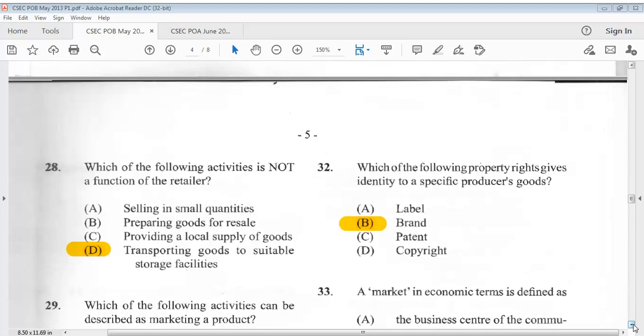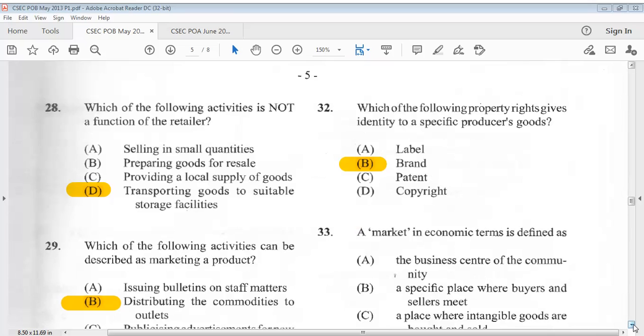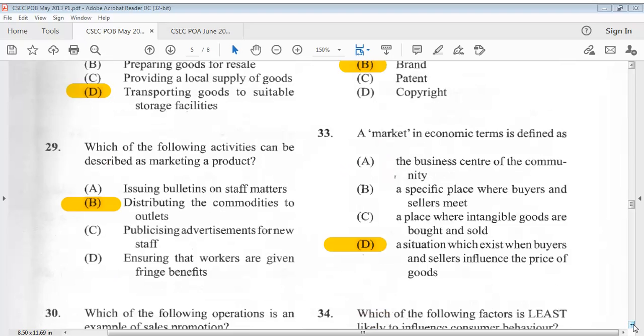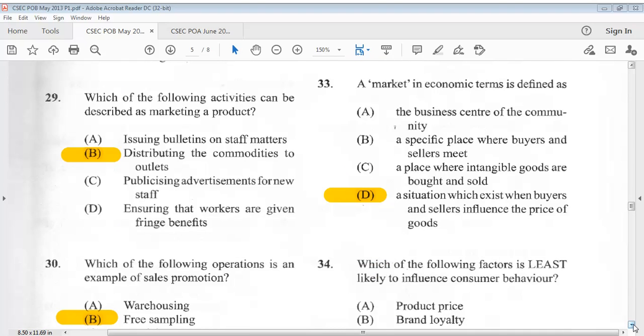A. 28 says, which of the following activities is not a function of the retailer? A, selling in small quantities, B, preparing goods for resale, C, providing a local supply of goods, or D, transporting goods to suitable storage facilities. The answer is D. 29 says, which of the following activities can be described as marketing a product?